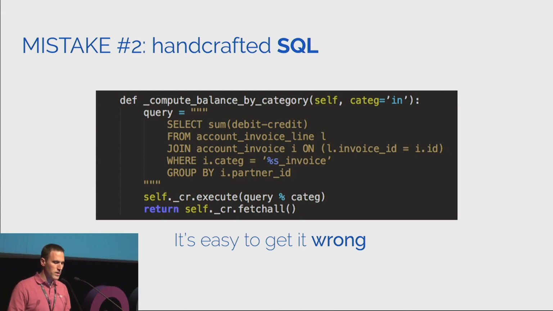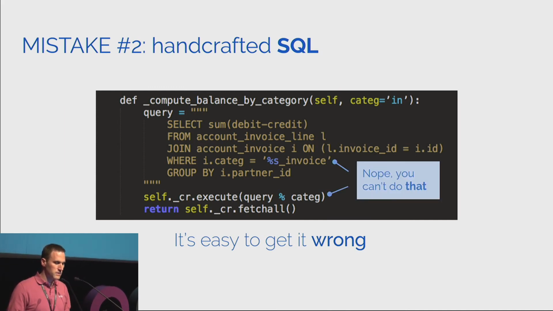Here is an example where we are doing it wrong, because the category parameter that this function receives is injected directly inside the query by formatting it in the SQL code. This is bad because if by some way an attacker is able to pass a custom value for the categ parameter, they might be able to execute arbitrary code and damage your database or escalate to administrator and so on.